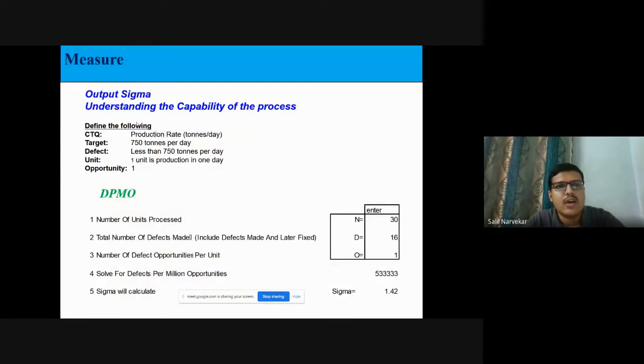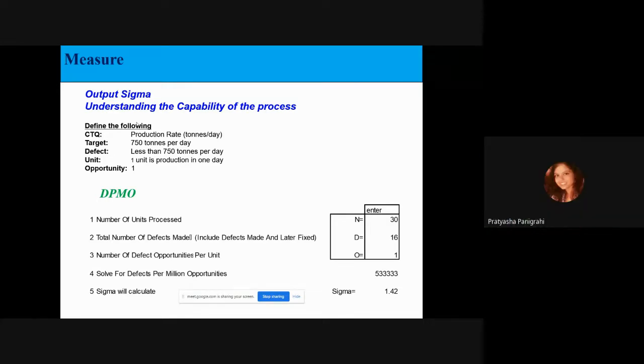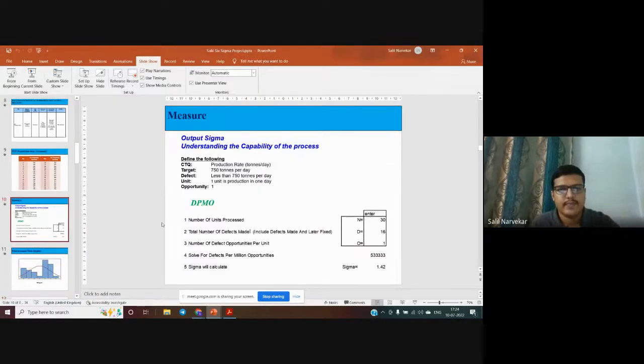Now in the measure phase, we try to calculate the current sigma of the process. To calculate it, a concept you need to know is defects per million opportunities. Are you aware of the concept of defects per million opportunities? Could someone from the audience volunteer to answer? No, sir. Okay, I'll go into it then.